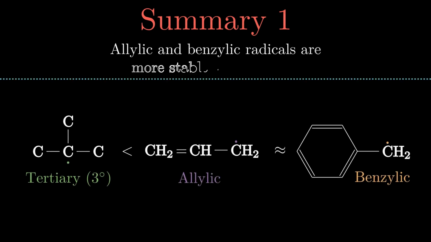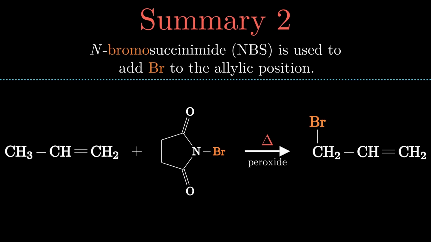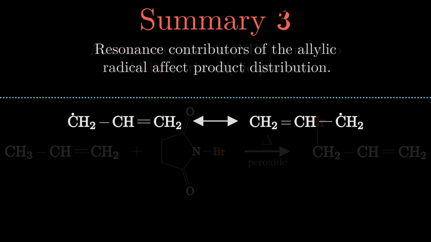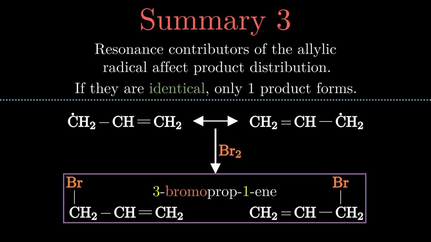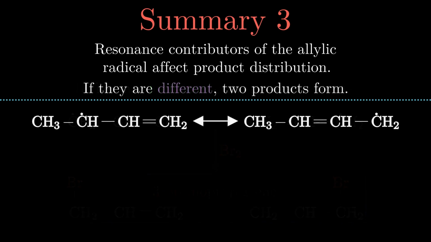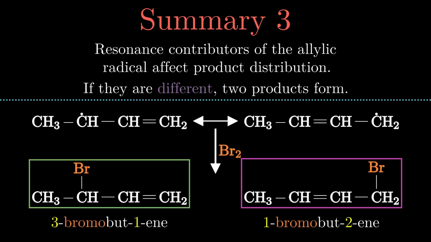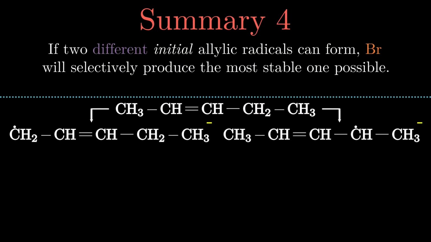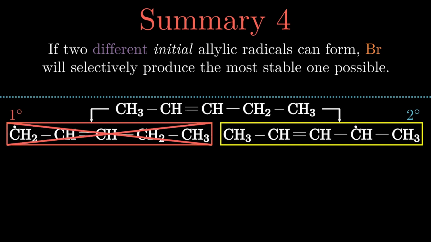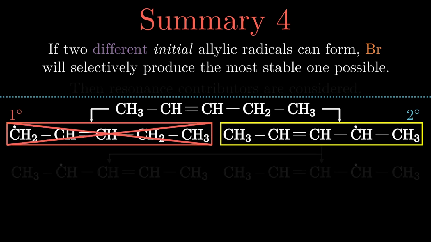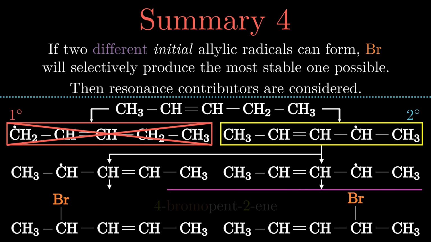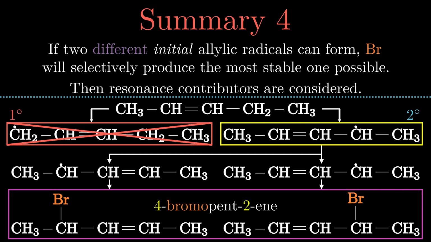To briefly summarize what has been covered, allylic and benzylic radicals are more stable than tertiary. N-bromosuccinimide is used to add bromine to the allylic position as it reduces unwanted side reactions. The resonance contributors of the allylic radical affect product distribution. If they are identical, only one product forms. If they are different, 2 products form. If there are 2 different initial allylic radicals that can form, bromine will selectively produce the most stable one possible. Then you must consider the resonance contributors to determine the expected product or products.